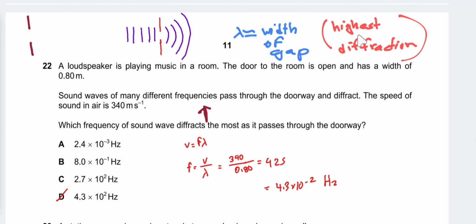And we know that the highest diffraction occurs when the wavelength is approximately equal to the width of the gap. Suppose the width of the gap is this much, so the wavelength is approximately this much. So here we can see that the wavelength is approximately equal to the width of the gap, so the diffraction is the highest. And we need to find the highest diffraction, so for this we consider the width of the gap as the wavelength.